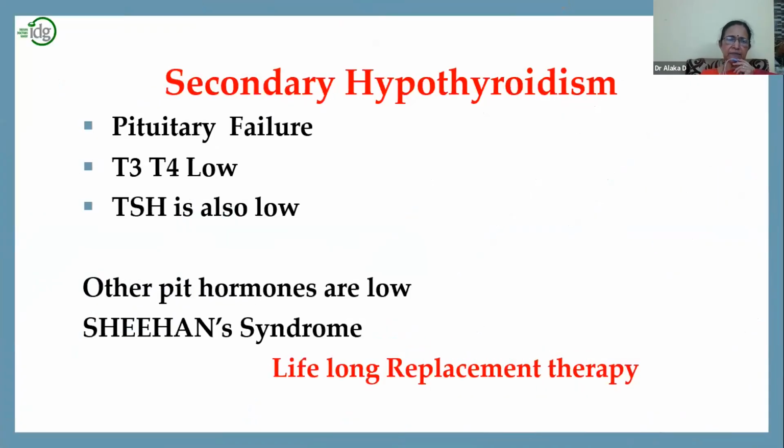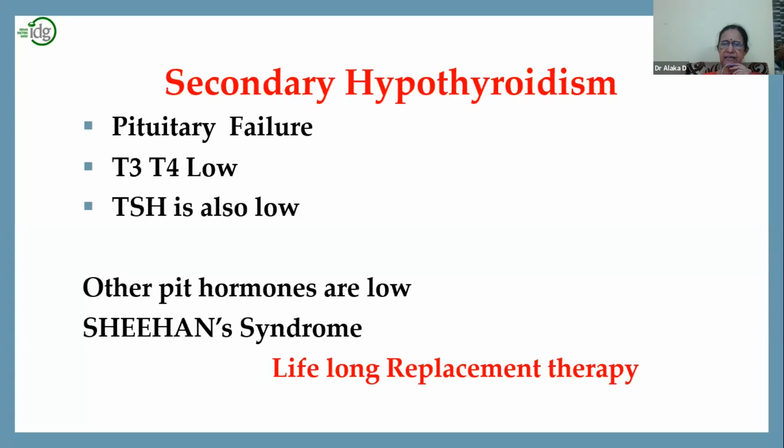Secondary hypothyroidism is a pituitary failure where the T3, T4 are low, and therefore we expect the TSH to be high, but the TSH is also low. And therefore we call it secondary hypothyroidism. One classical example I'll give you, and that is Sheehan syndrome.